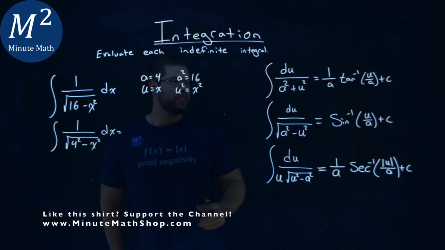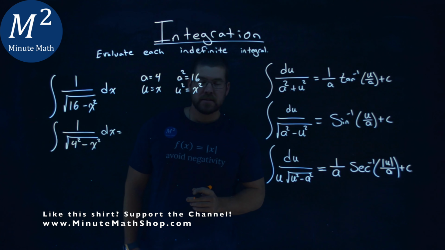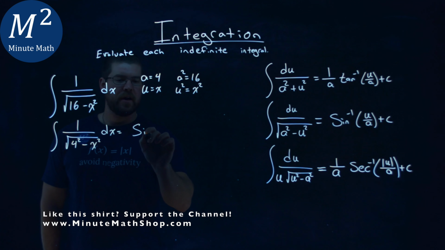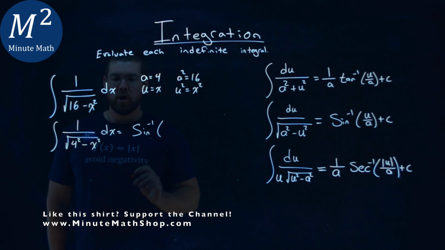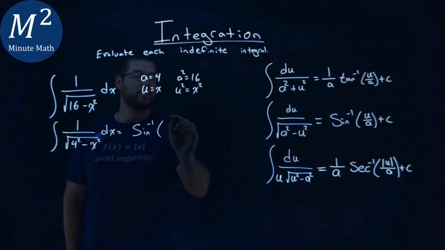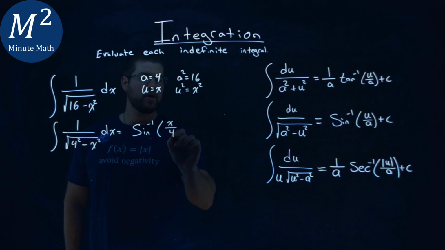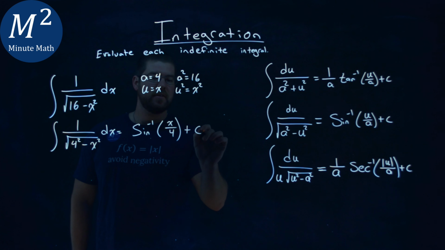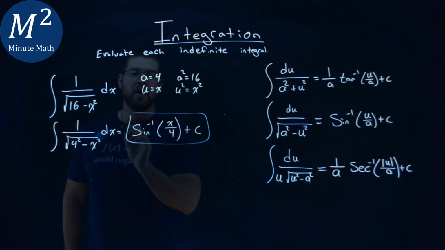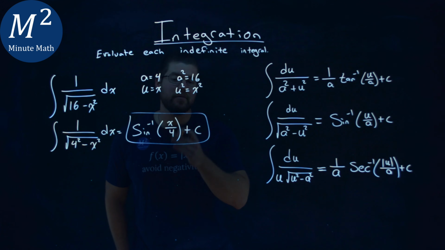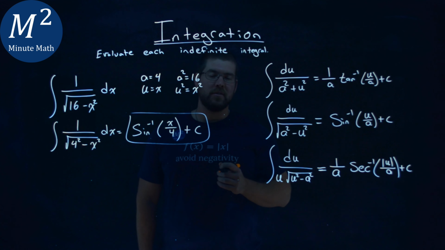What is that equal to? Well, following our rules, the arcsine of our u value, which came out to be x, over the a value, which is 4, plus c. And there we have the integral. Our final answer is the arcsine of x over 4 plus c.